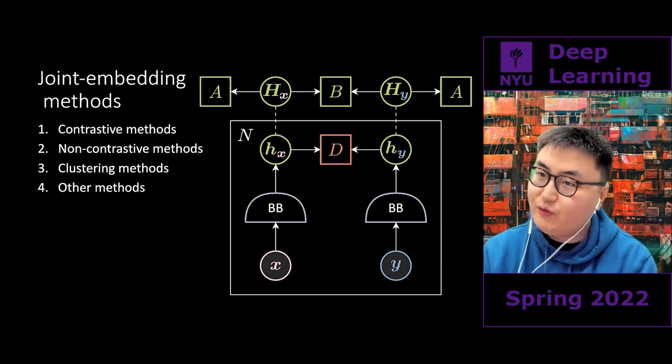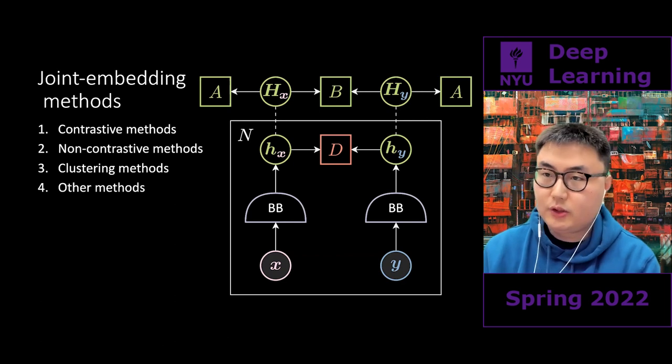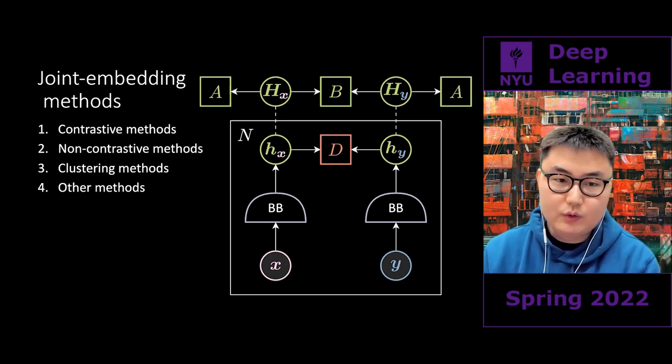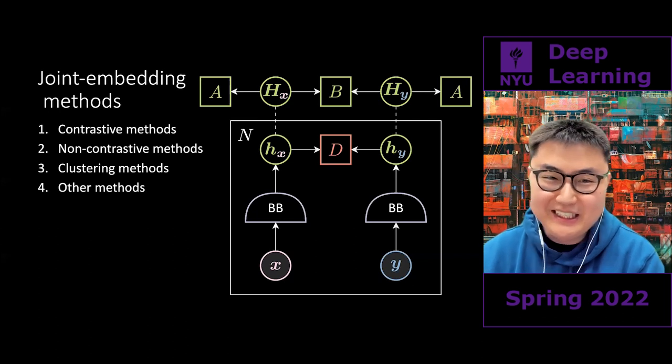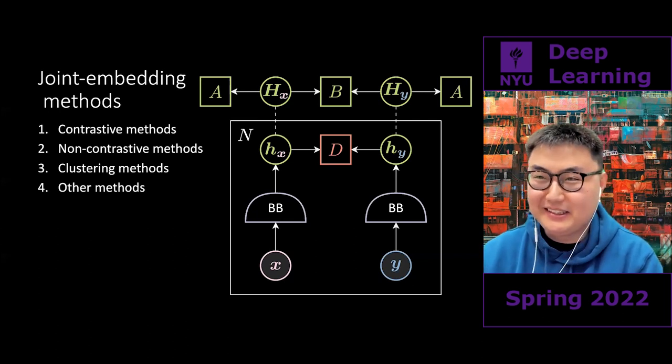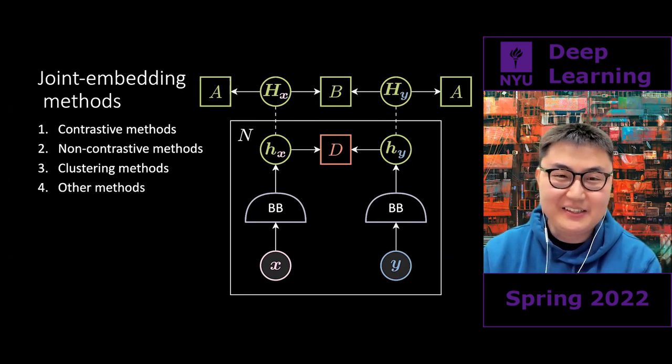There are usually four categories for joint embedding methods. You can do contrastive, non-contrastive or regularized, as Yann likes to call it, or clustering methods. And the last category is the other methods. We call it other because we do not quite understand why it works, so we just group them together. Magic. Sorcery.